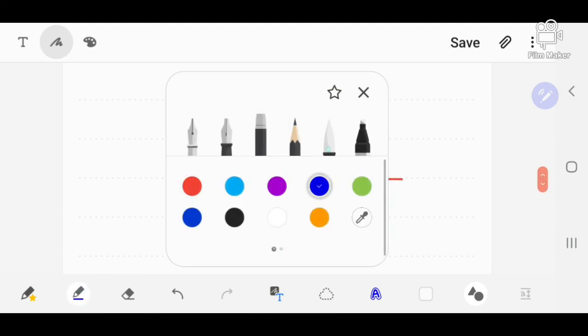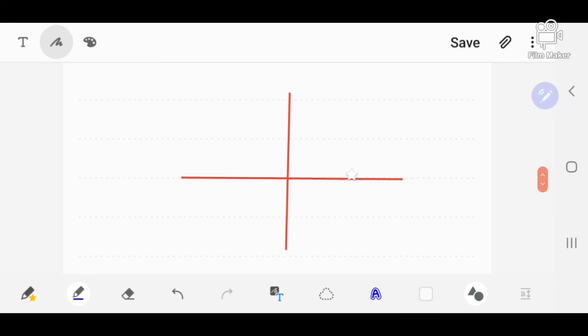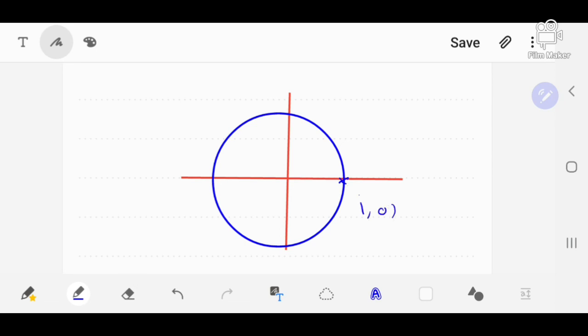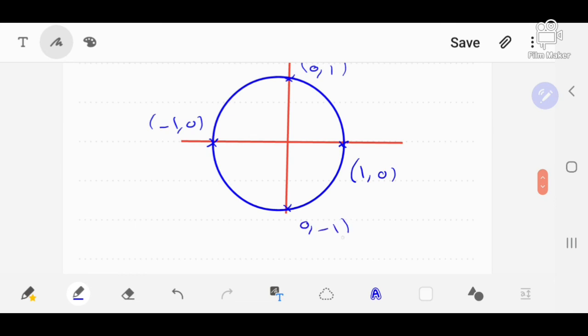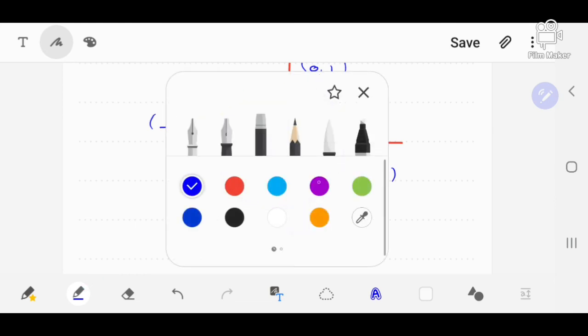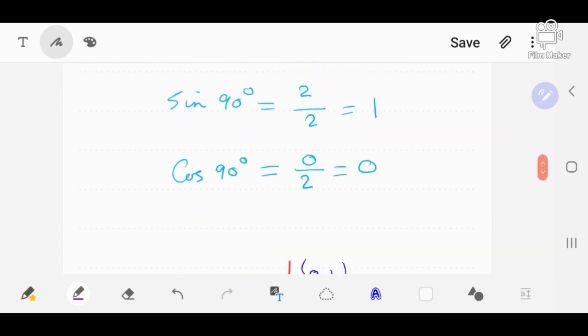If the radius is 1, this means that this point will be 1 and 0, 1 for x, 0 for y. This point here will be 0 and 1. This point will be negative 1, 0. This point will be 0, negative 1. And as I mentioned up, sine is y over h. So sine depends on the y coordinate. The cosine depends on the x coordinate.